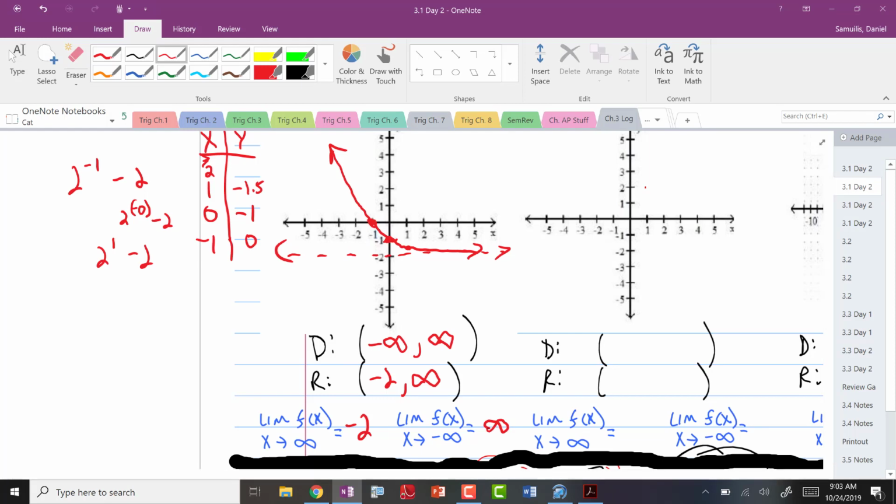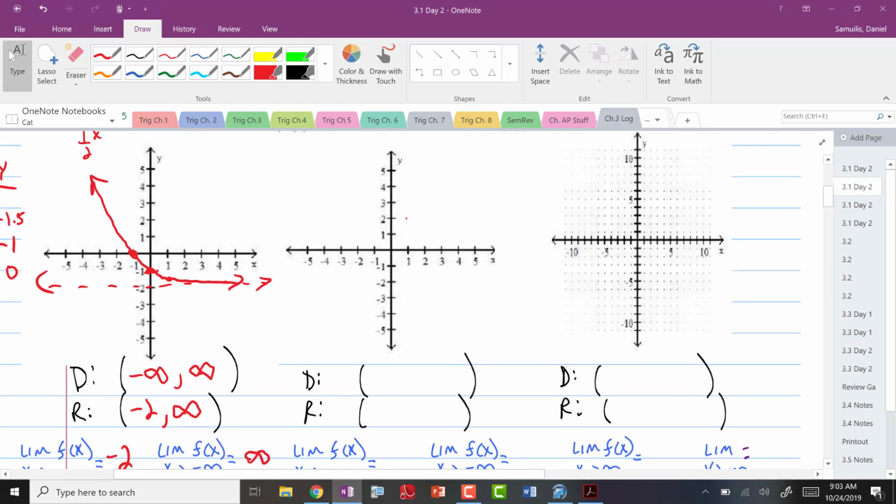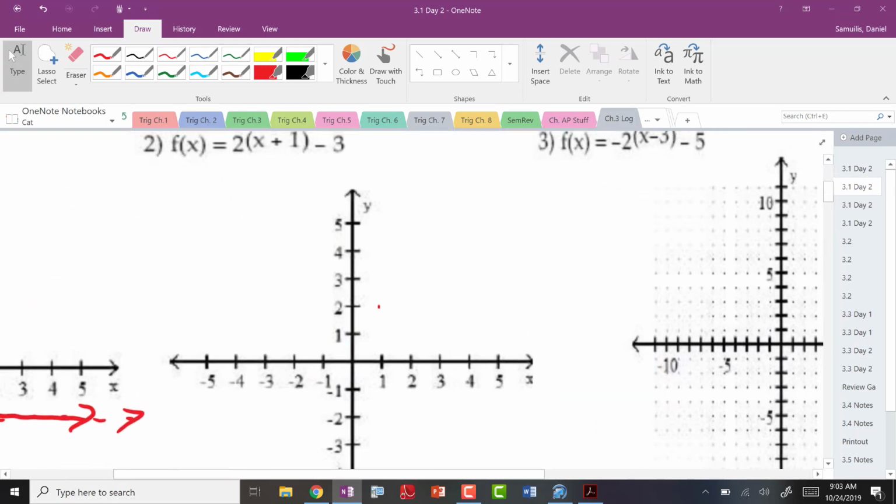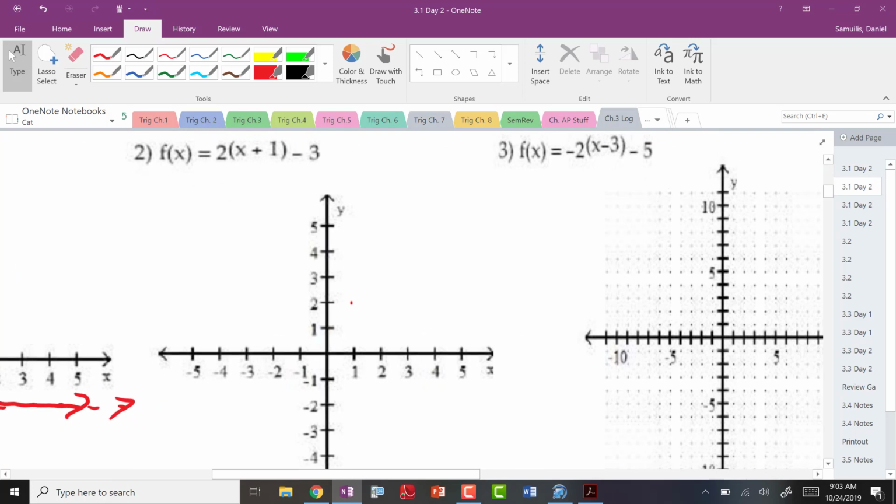You don't have to, but I'm just going to think where in this next one does that 0, 1 point end up for the parent? Where does it translate to? Well, tell me what the translations are. What's +1 on the inside do? It moves left 1. What's -3 do? Down 3. We should already know where the asymptote is.